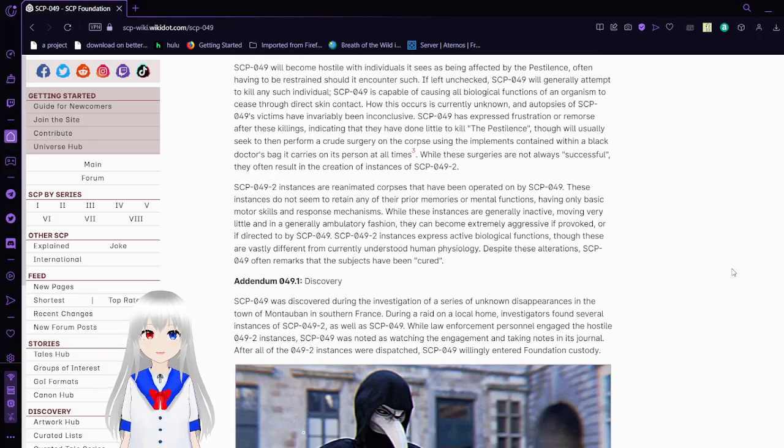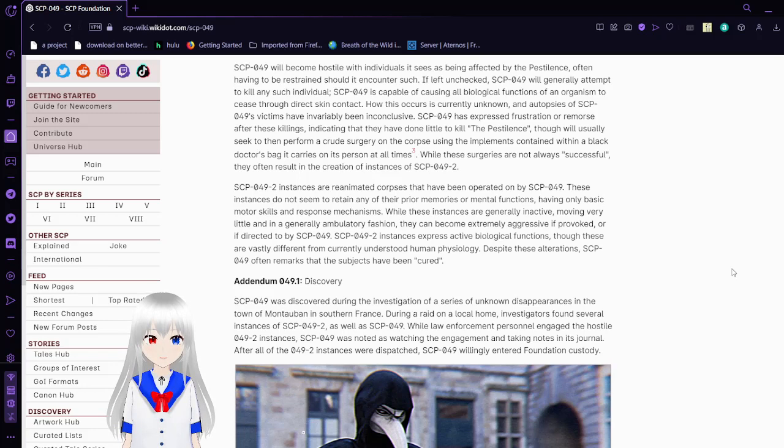SCP-49 will become hostile with individuals it sees as being affected by the pestilence, often having to be restrained should it encounter such. If left unchecked, SCP-49 will generally attempt to kill any such individual. SCP-49 is capable of causing all biological functions of an organism to cease through direct skin contact. How this occurs is currently unknown, and autopsies of SCP-49's victims have invariably been inconclusive.